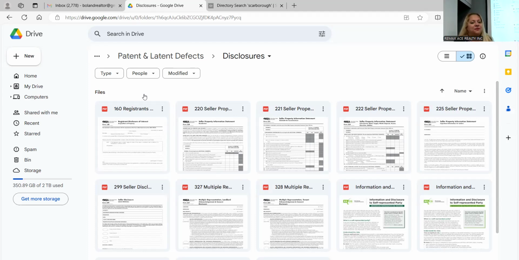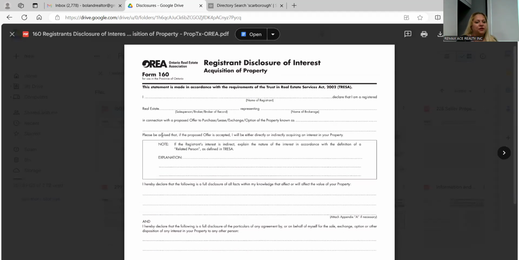I just want to talk a little bit about disclosure in a different way. When we're buying and selling properties, we talk a lot about the forms where we do a registrant's disclosure. We have acquisition of property and disposition of property. What's the difference between the two? Acquisition is when we're buying a property, and disposition is when we're selling the property. If you are unsure whether you need to do the disclosure, you can talk to me.